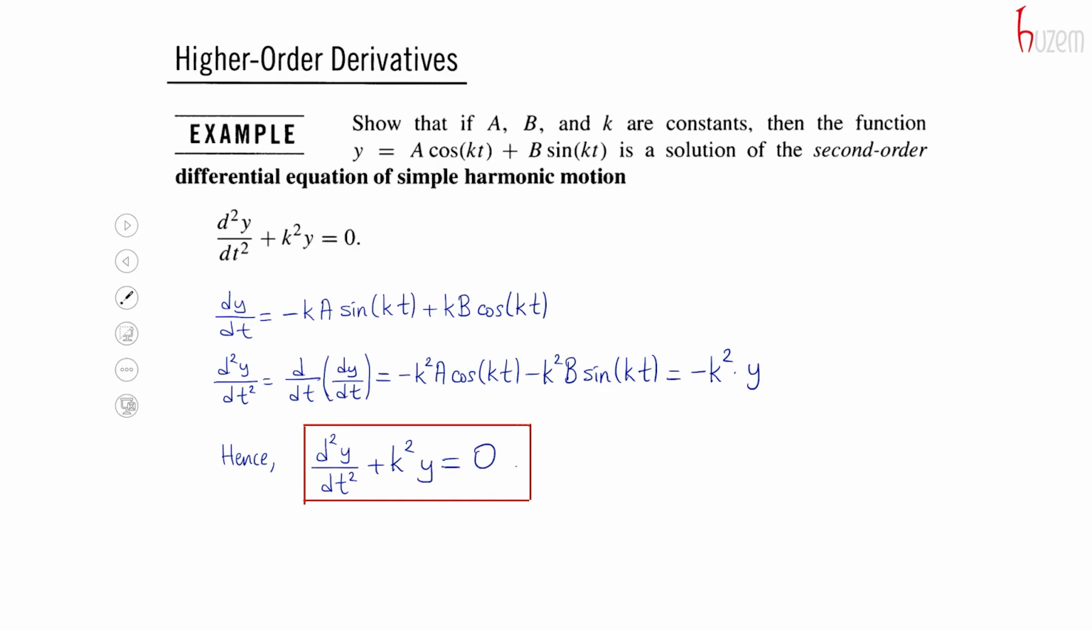And if you think about it, you have k square in common, so in minus k square parentheses you have a times cosine plus b times sine, which was the original function. So this is exactly what minus k square y is. Hence, second derivative plus k square y is 0. So the differential equation here is satisfied. So this is an illustration of the second derivative.